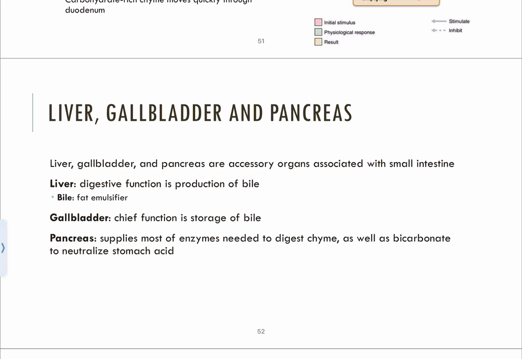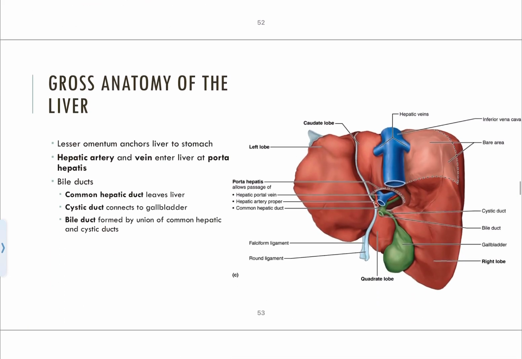Our gallbladder, its only function really is to store the bile that's being produced from the liver itself. And then the pancreas is going to be the organ that's responsible for producing most of the enzymes that the digestive chyme actually needs, as well as some bicarbonate ions that are going to help neutralize the stomach acidic secretions.